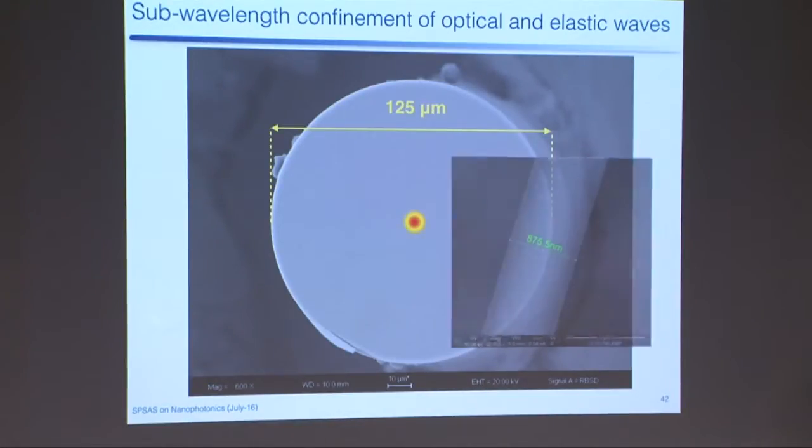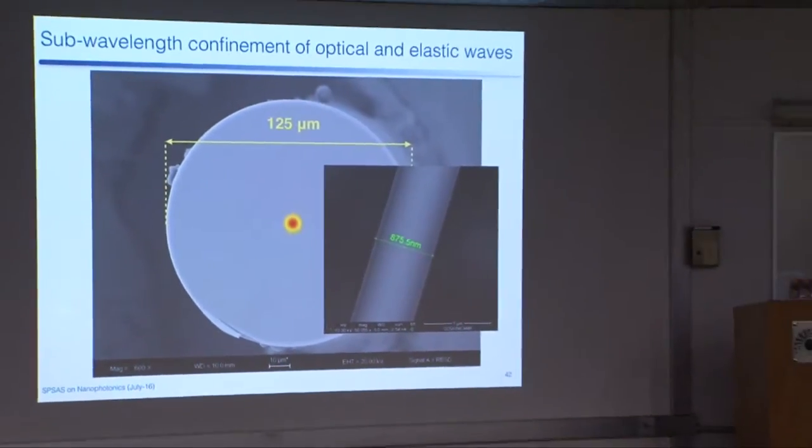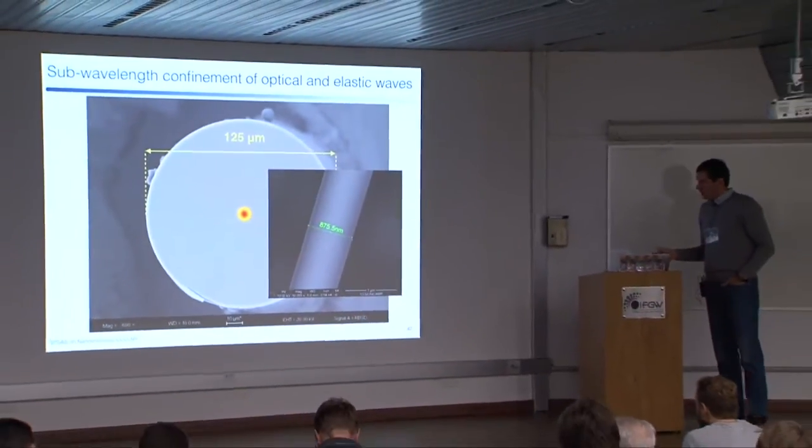Now, when we reduce the diameter, we already know what's going to happen to the field. So you remember the chart from Philip. The field is going to expand. Eventually, it's even bigger than the wire itself, right? So the surface is now overlapping quite strongly with the nanowire.